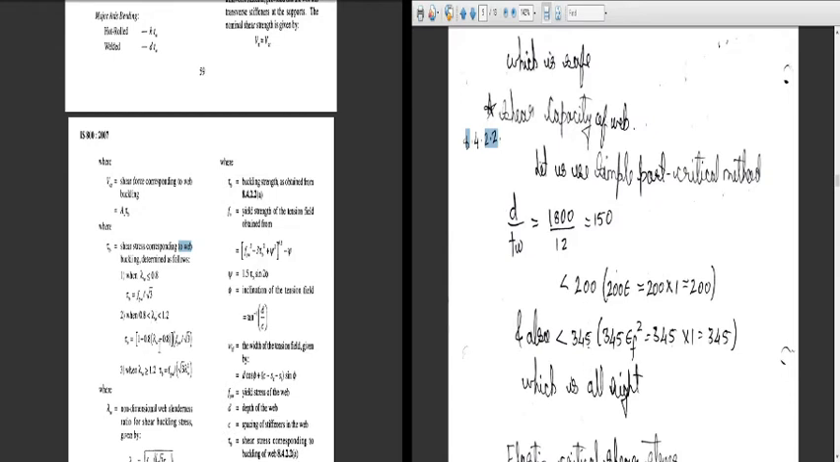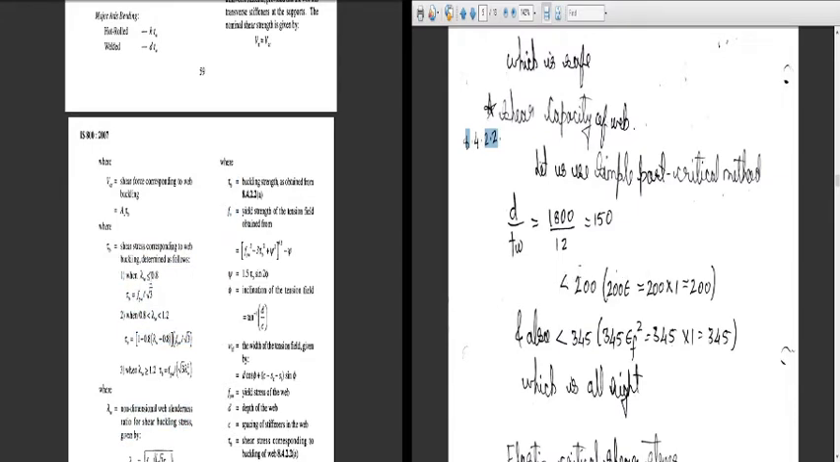So there are three conditions. What are those three conditions? When lambda w is less than or equal to 0.8, when lambda w is greater than 0.8 and less than 1.2, and when lambda w is greater than or equal to 1.2. So we have to find out lambda w and then choose the formula for tau b. Now tau b is the shear stress corresponding to the web buckling, determined as follows.